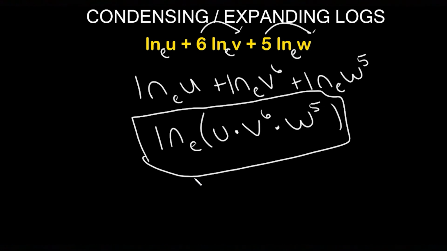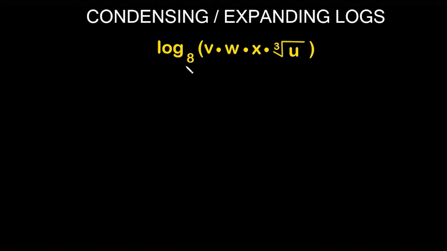All right, so we have 3 more problems, and the next 3 are going to be expanding, meaning you're going to be going in reverse. All right, so let's take a look at the next example. So here's our next example. On this one here, they want us to expand it out. So you can see that I have multiplication. I have a base of 8, so I'm going to expand it out using addition.